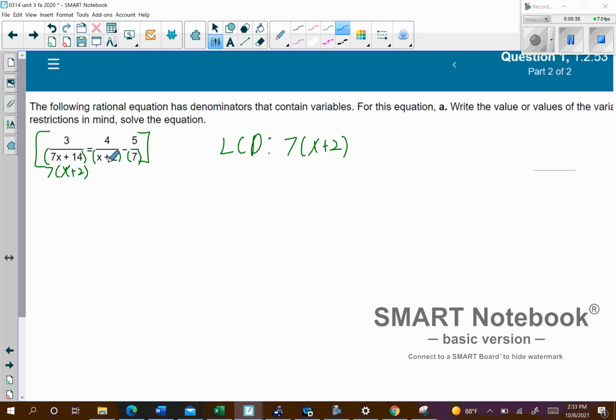Now, real quick, the excluded value will be -2. So x cannot equal -2. If we get that answer, then there will be no solution.